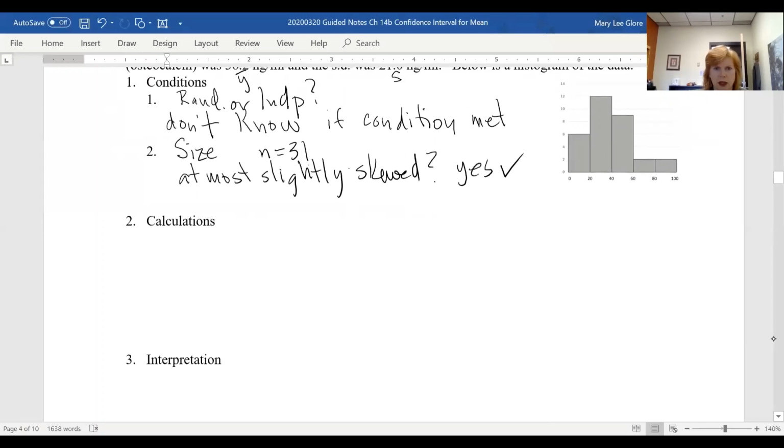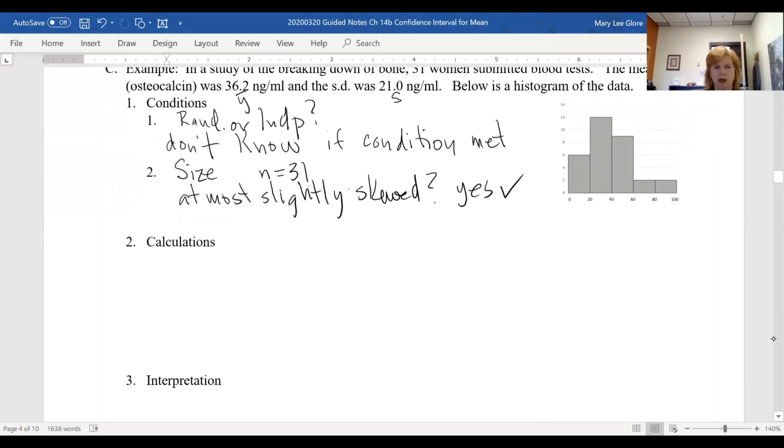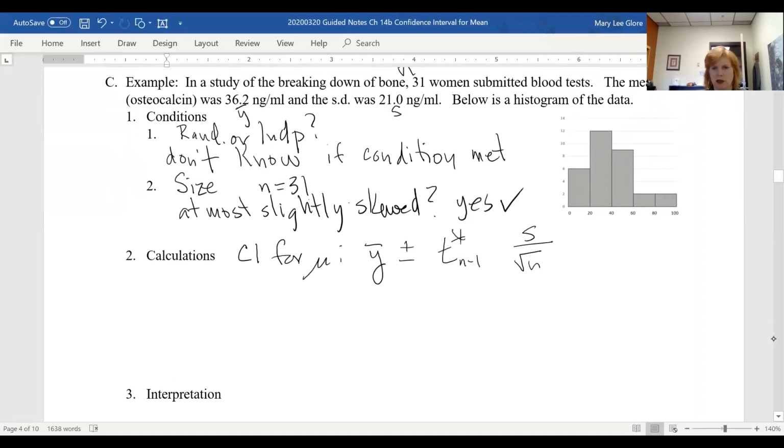All right. Okay, so let's do my calculations. My confidence interval for mu is y bar plus or minus t star with n minus 1 degrees of freedom times s over the square root of n. All right, so here's y bar, s, and n. We said n was 31, so I got that. So I need my t star.